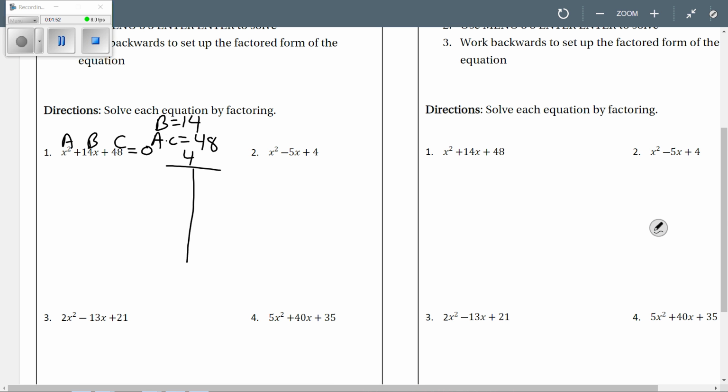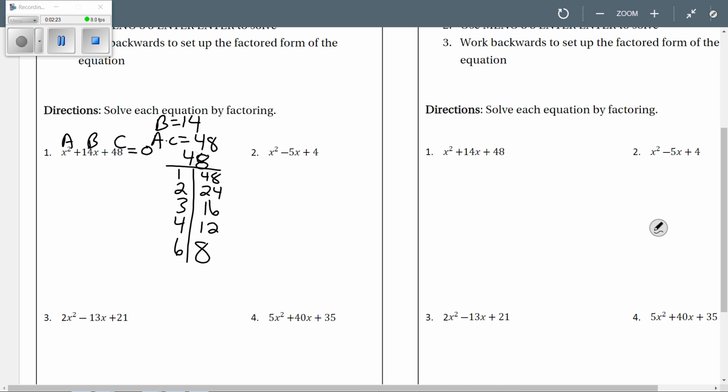We find numbers that multiply to be 48. So we start with 1 and 48. Can that ever add up to 14? No. 2 and 24. Nope. 3 and 16. Nope, that can't get to 14. It was close though. 4 and 12. That can't get to 14. 5 doesn't work. 6 and 8. We finally found our factors. 6 times 8 is 48, and 6 plus 8 is 14. Everything's a plus. We don't have to worry about negatives.